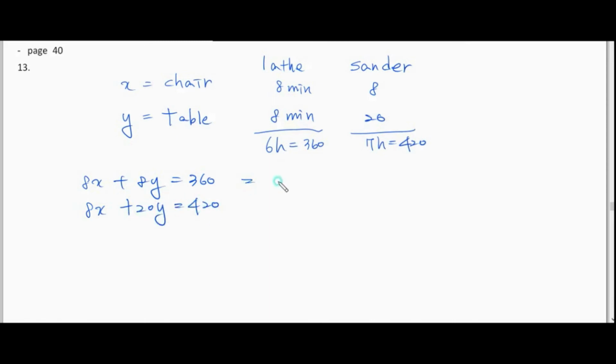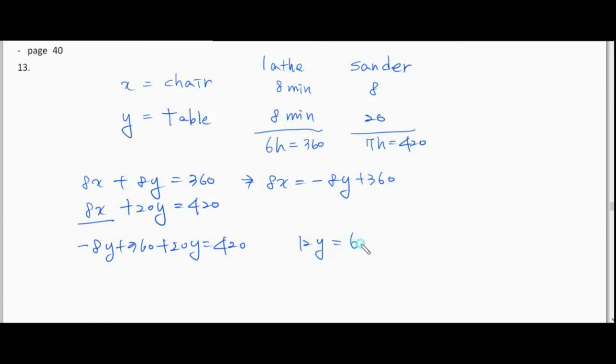So let's modify the first one. Then 8x equals negative 8y plus 360. And let's substitute that. So this is negative 8y plus 360, plus 20y equals 420. Like this, 12y equals 60. And then there will be 5 tables in total.